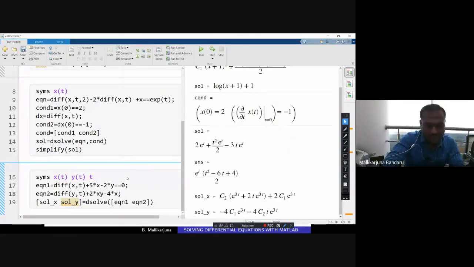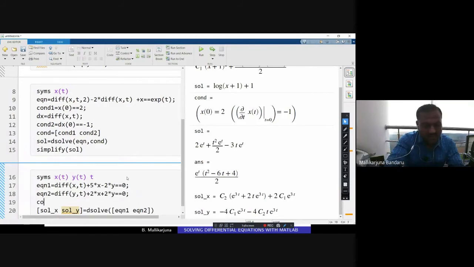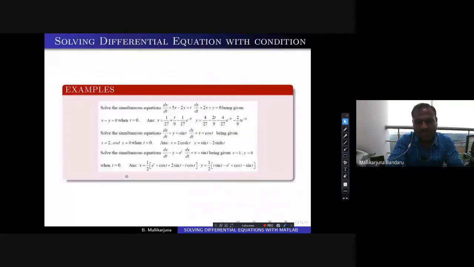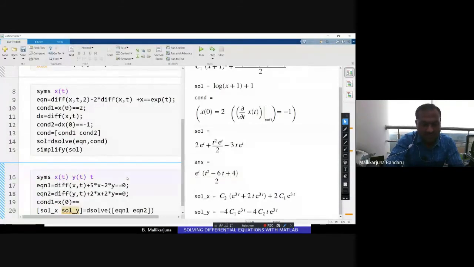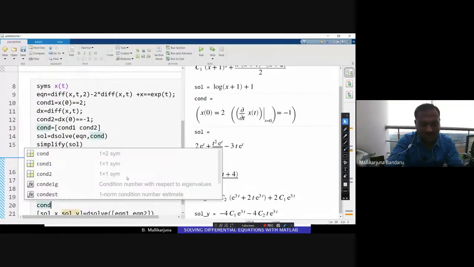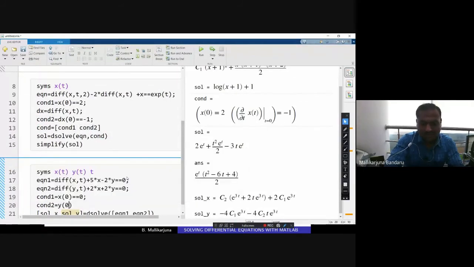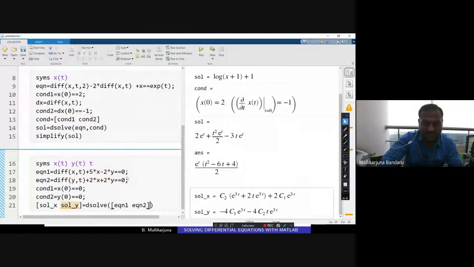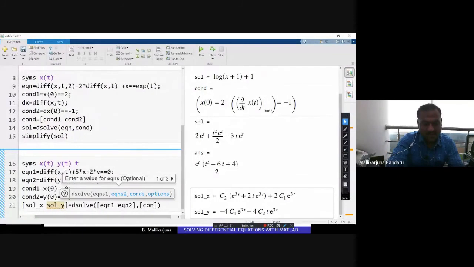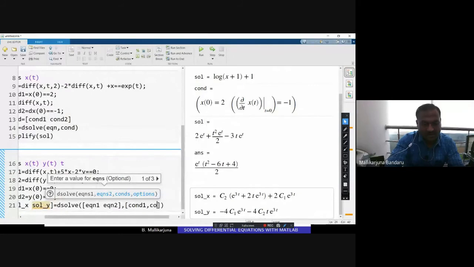Plus 2x plus 2y is equal to 0. Now let us type the conditions. What is condition 1? x is 0 and t is 0, so that means x of 0 is equal to 0. Next, condition 2: y of 0 is equal to 0. Now the conditions let us give for this, the common condition 1 and condition 2.